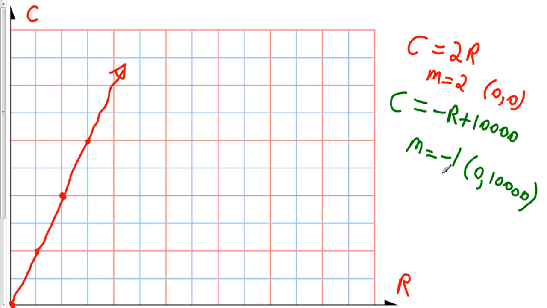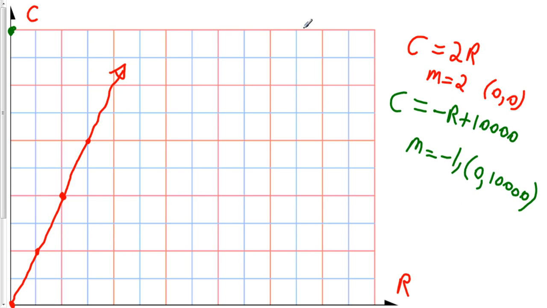So when I graph it, I have to graph it with a -1 slope and a y-intercept of 10,000. Since I have to go all the way up to 10,000, I'm going to let all of these hash marks count for 1,000. So this is 1,000, 2,000, 3,000, 4,000, 5,000, 6,000, 7,000, 8,000, 9,000, 10,000. So here's the y-intercept of my graph.